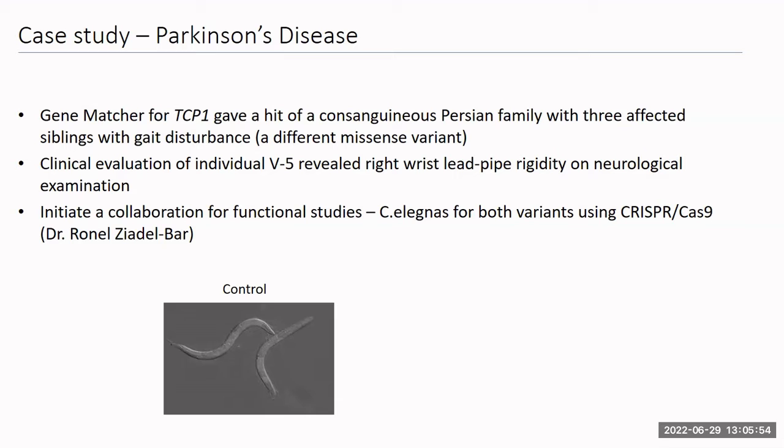So this was the control C. elegans, and we were actually hoping to have some shaking worms among the affected mutated worms, but actually they were completely fine. So we couldn't find any difference between the control group and the mutated worms.